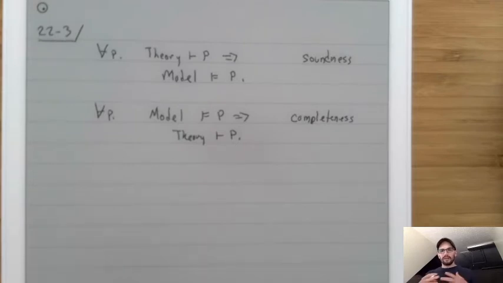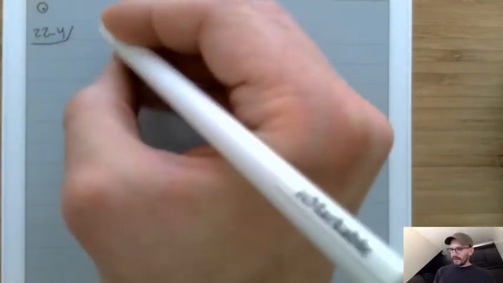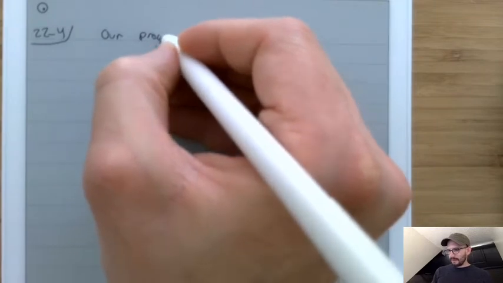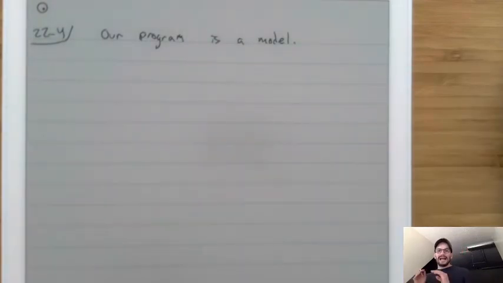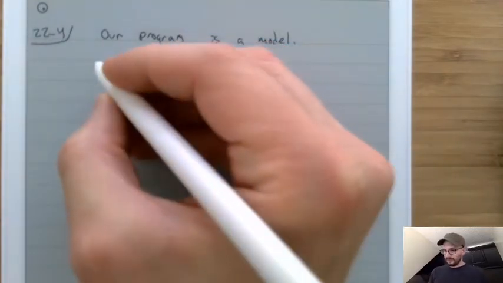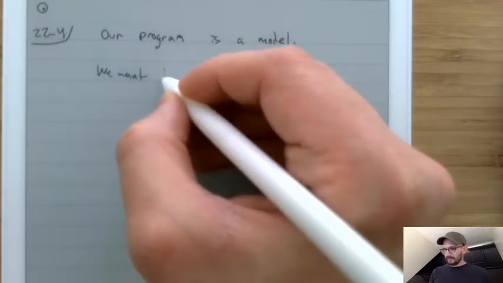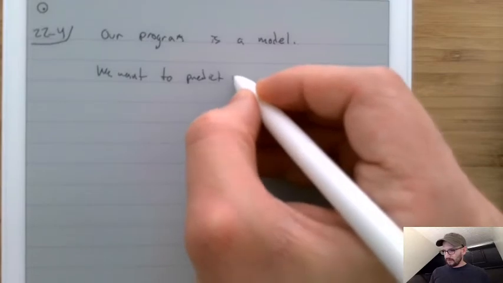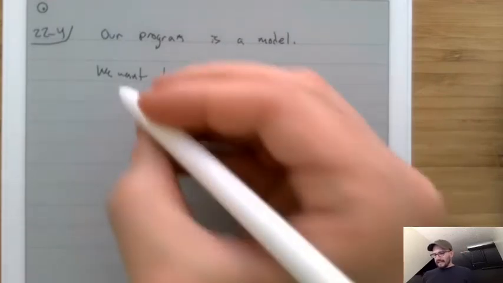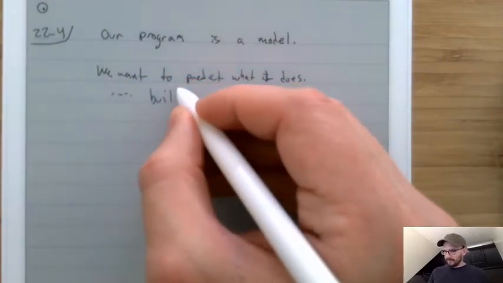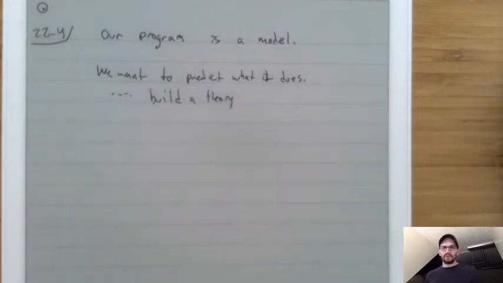All right, so we've now talked about soundness and completeness generally. So now let's apply those concepts to programming languages. Our program is a model. It has certain behavior that it will actually perform. There are certain things that it will actually do. And what we would like to do is predict what things it will do. We want to predict what it does, i.e., we want to build a theory of what programs do when they get run.